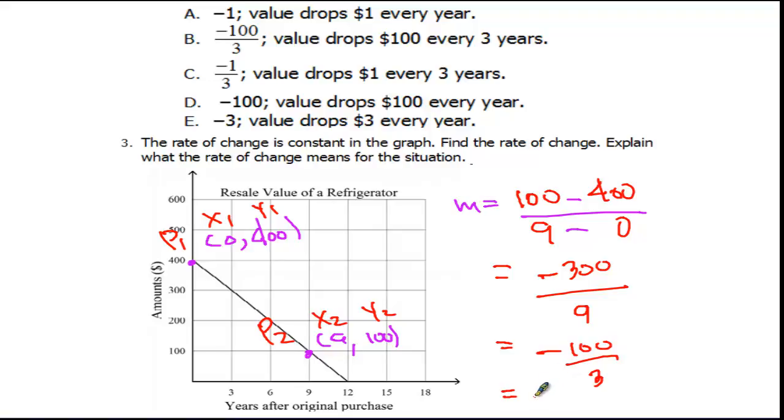So what's the meaning of this? It's negative $100 per 3 years. Okay, this is the only option that is equivalent to our solution. What's the meaning of this? The value drops $100 every 3 years. So this is now the correct answer. All right, there we go. This is how we use slope to find the rate of change.